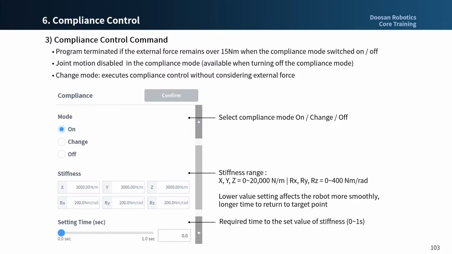And the joint motions such as move J and move SJ cannot be carried out during compliance control, but task motion, linear motion can be performed because stiffness of compliance is set according to the task coordinates, such as X, Y, Z, RX, RY, RZ.